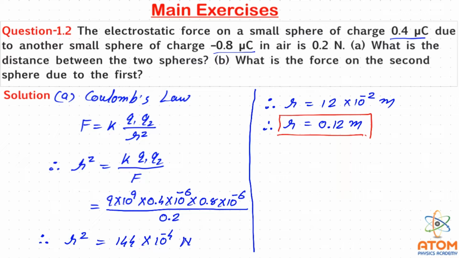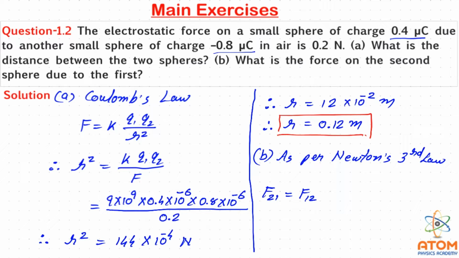Now for answer B, it's very simple. They ask what is the force on the second sphere due to the first. Now Coulomb's law obeys Newton's third law. So we can just write, as per Newton's third law, F21 will be equal to F12. That means force on 2 due to 1 will be equal to force on 1 due to 2.